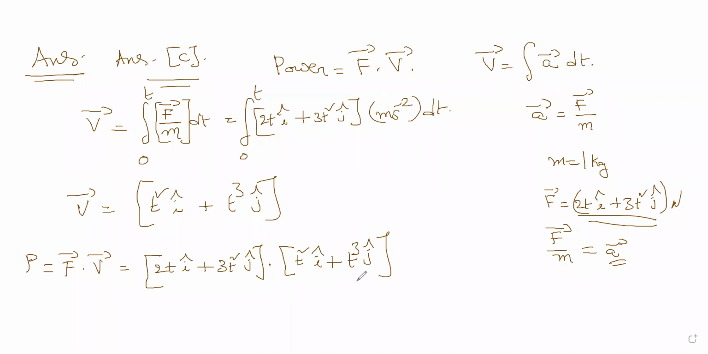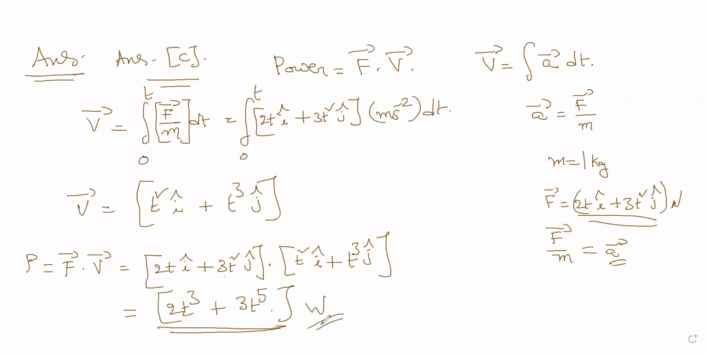Now take the dot products, you get the answer. I with I, that is 2t into t square, that is 2t cube, plus j with j, 3t square into t cube, that is 3t power 5. Right? That's the answer. That many watts.